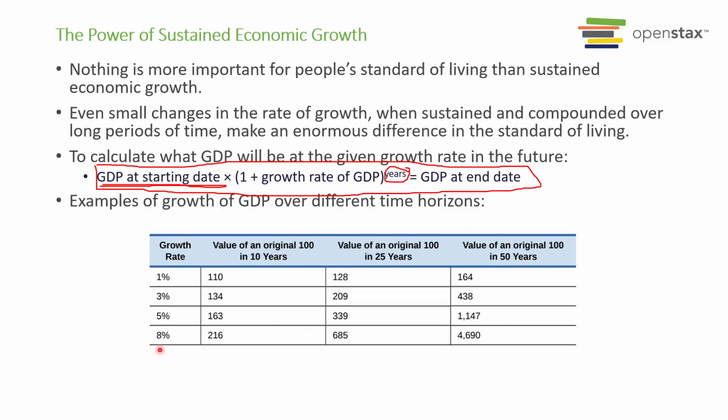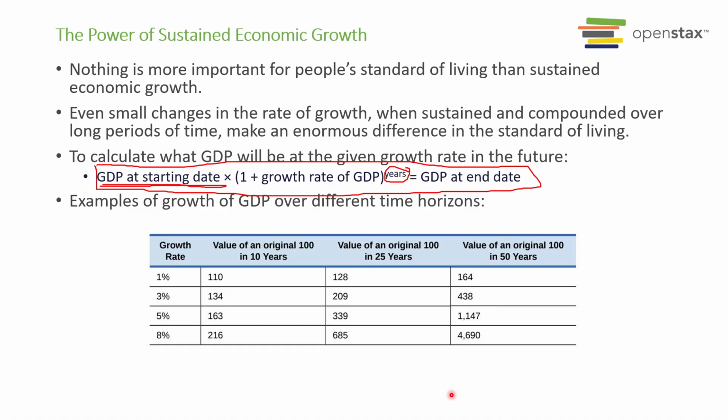Now, if we're talking about 8%, which is a very, very high rate of economic growth, in 10 years, you have 216. But after 50 years, look, it's 4,690. That is a huge increase over this 164. You can see we're talking just a 7% difference in the growth rate of the economy, but it results in profound increases in that value.